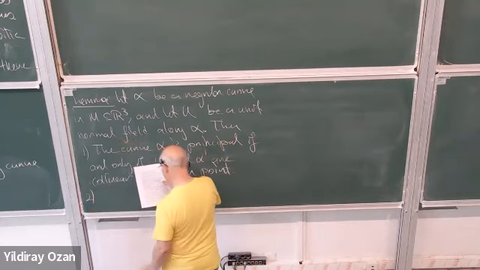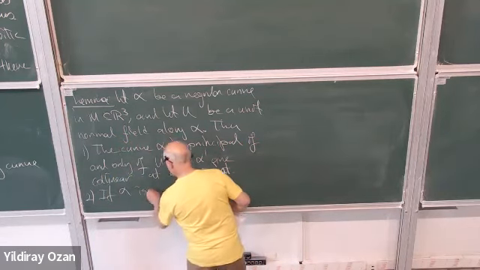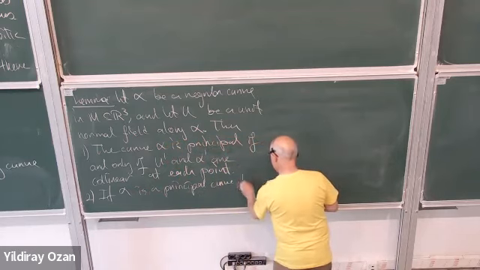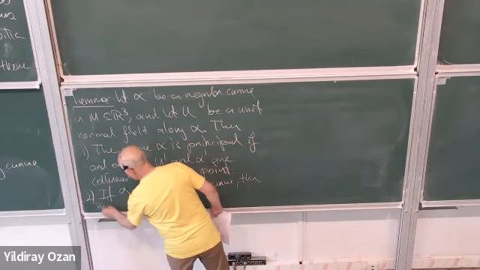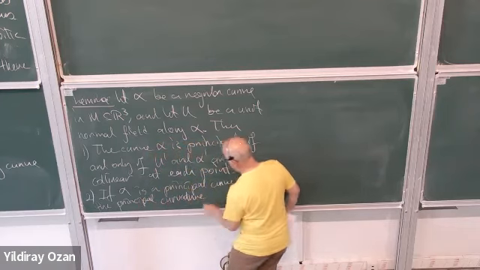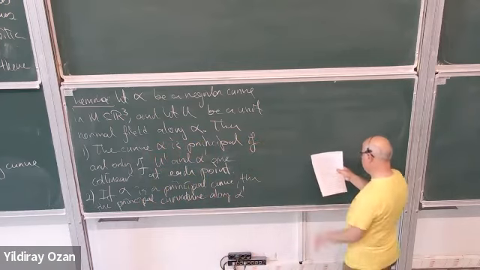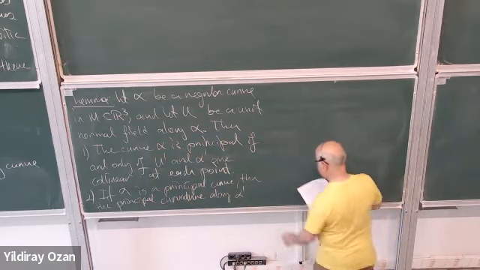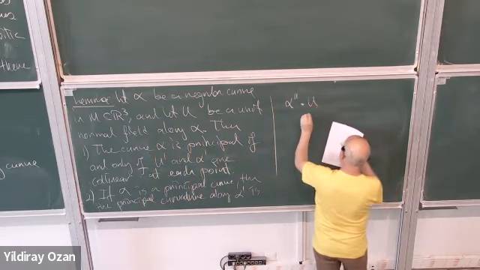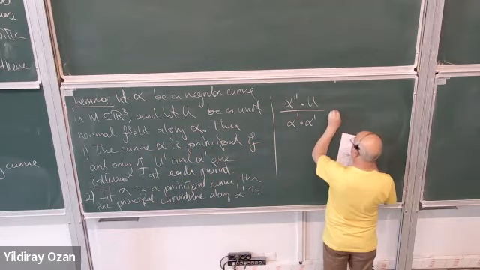The second statement is this: if alpha is a principal curve, then the principal curvature along alpha prime is alpha double prime dot u divided by the number alpha prime dot alpha prime.